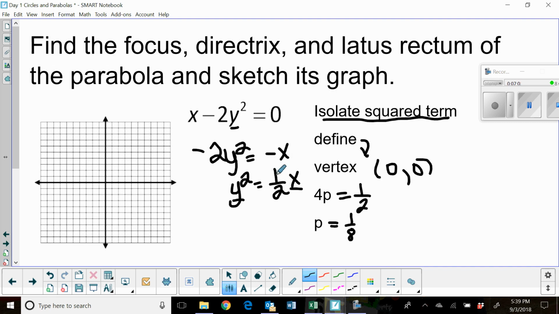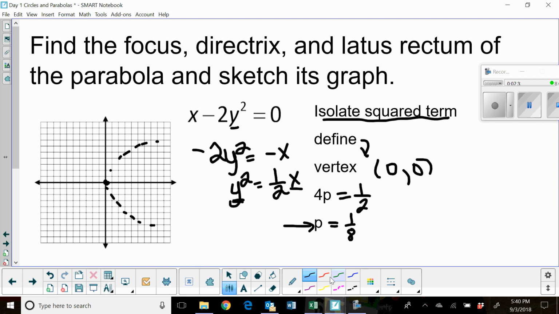So let's go back and look at this one. Our p right here is positive. It's also y squared. Therefore, it's going to be either a right or a left facer. But because p is positive, it's going to face to the right. So I'm going to place my vertex here, and I'm just going to think in my mind, well, it's going this way, right? It's going to be a right facer.